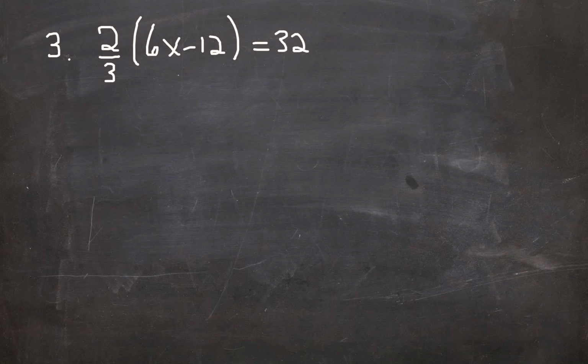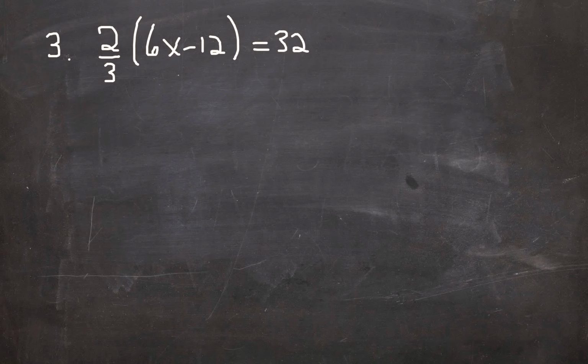Equation number 3, 2/3 times parentheses 6x minus 12 equals 32. Here we have a fraction outside of parentheses. And again, with fractions, there are several ways we could get rid of the 2/3. I'm going to handle this one, however, by distributing the 2/3 into the parentheses.